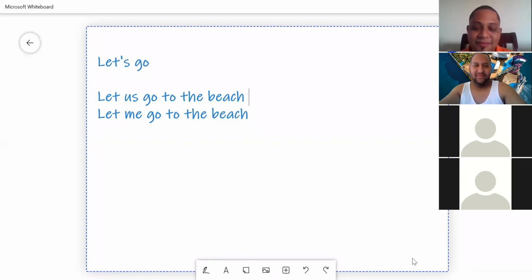For example, teacher, we can use "let" to make invitations. So maybe for that type of sentence it can be a request, I think. Yes, that's true. That's what we said. When we use "let," we can do it as asking permission or as a request, asking for something. That's right.